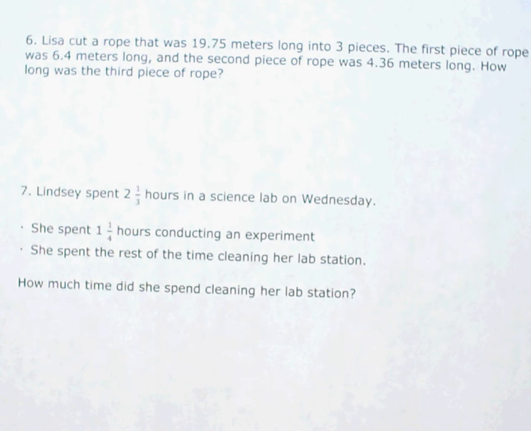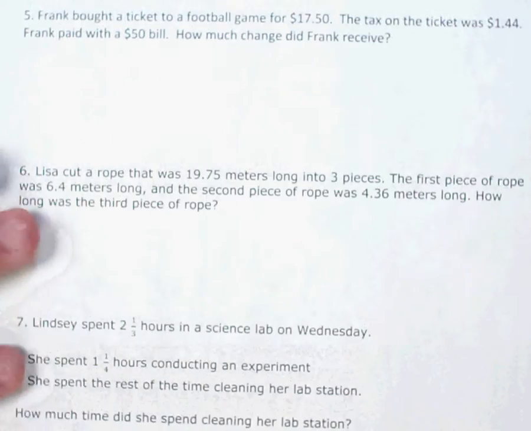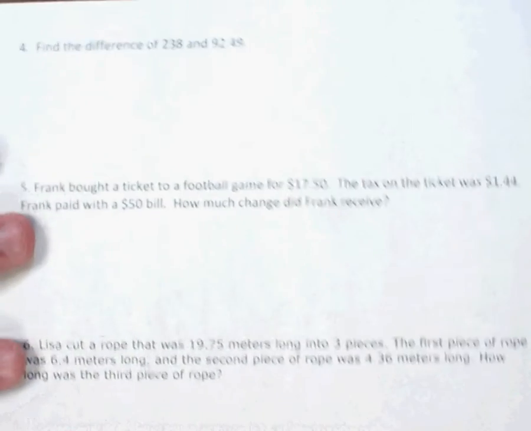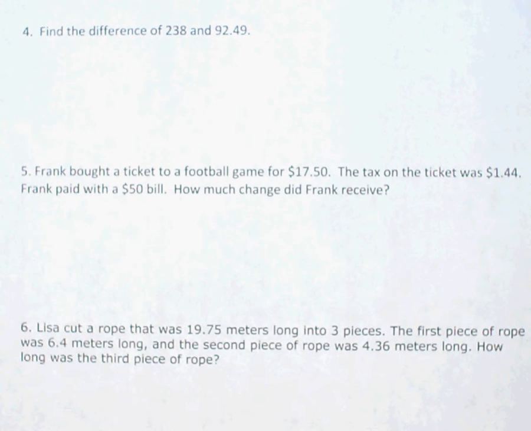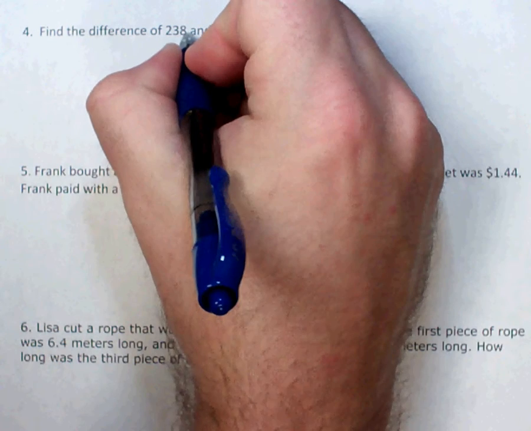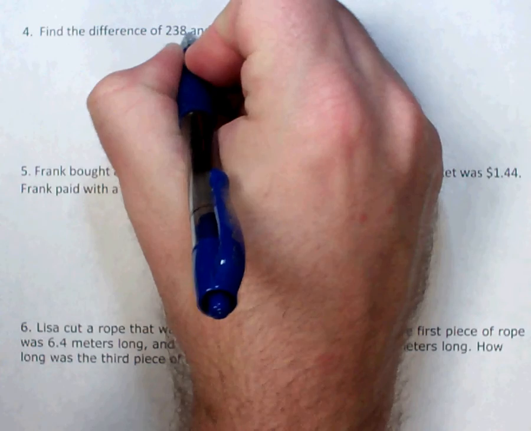Now, I would hesitate to even call this next question a word problem. However, I have seen this very question on an exam before, so we're going to use it. The problem just straight up tells us, find the difference of 238 and 92 and 49 hundredths. I think the challenge for this problem is just remembering there's a decimal right here at the end of 238.